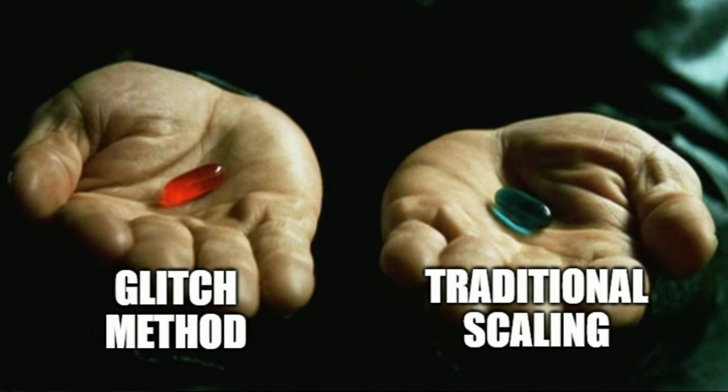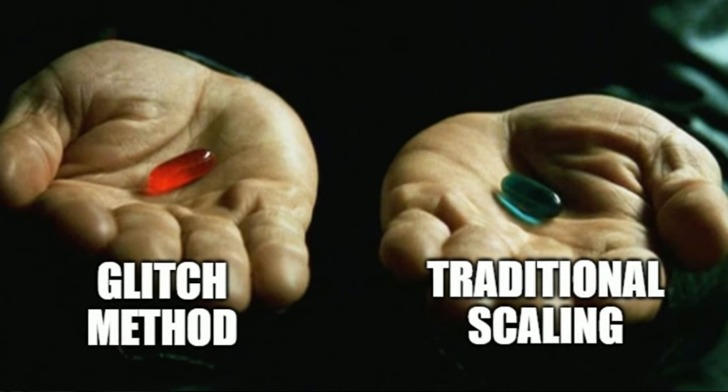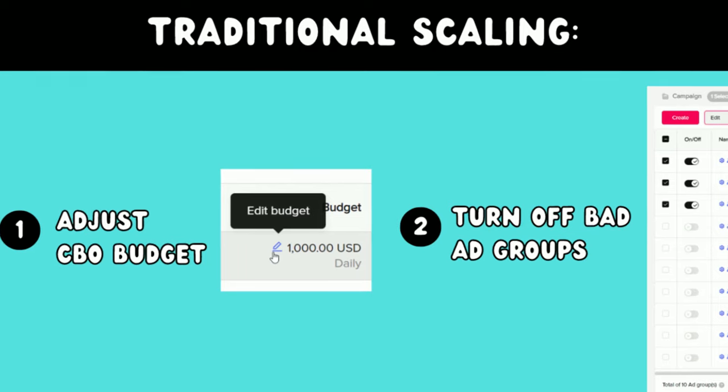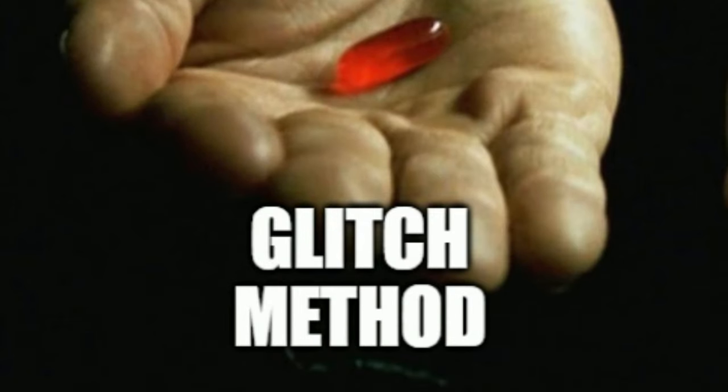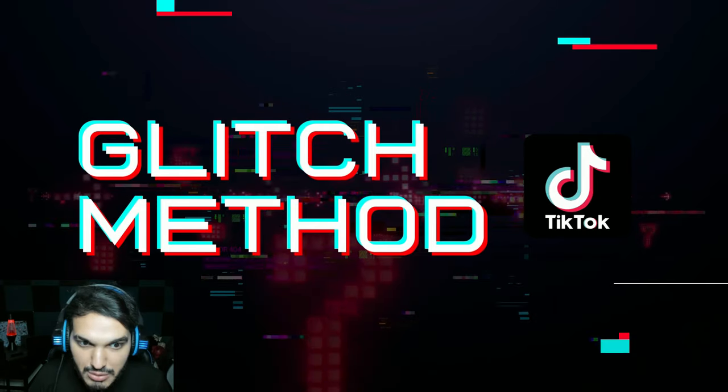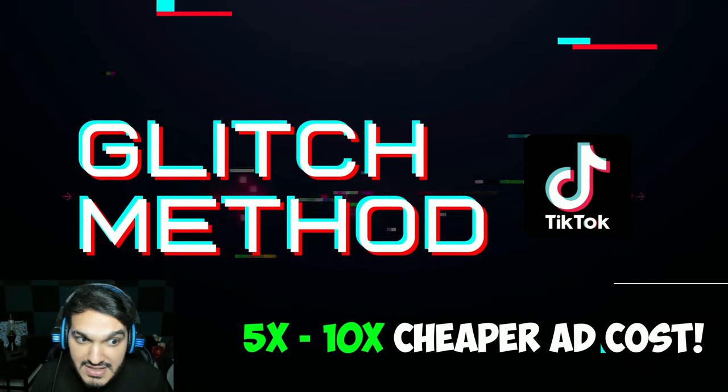Now I have 2 ways to scale this. The first way is that I could either scale the traditional way by increasing the daily budget and spend money only on the winning ad groups that I found. Or the second way is that I could set up the glitch method, which is a black hat strategy that tricks the TikTok algorithm to help make my ad cost 5 to 10 times cheaper.